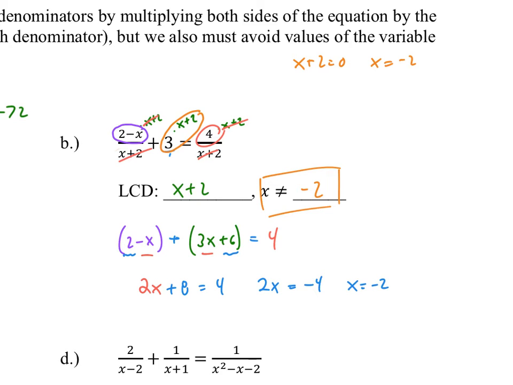Warning, warning, warning. We found that x was equal to negative 2, but we just said that x can't be equal to negative 2. So the answer we got can't be. What does that mean about this problem? That means there are no solutions to this problem.